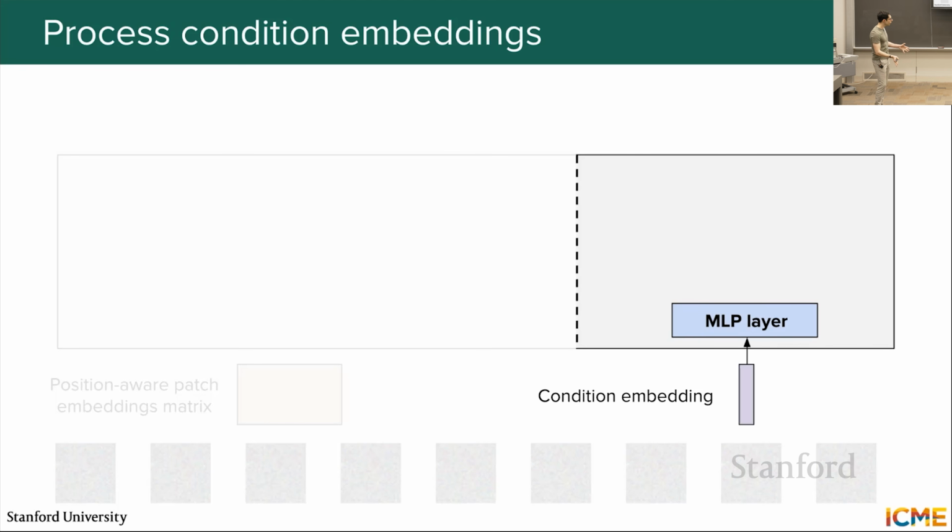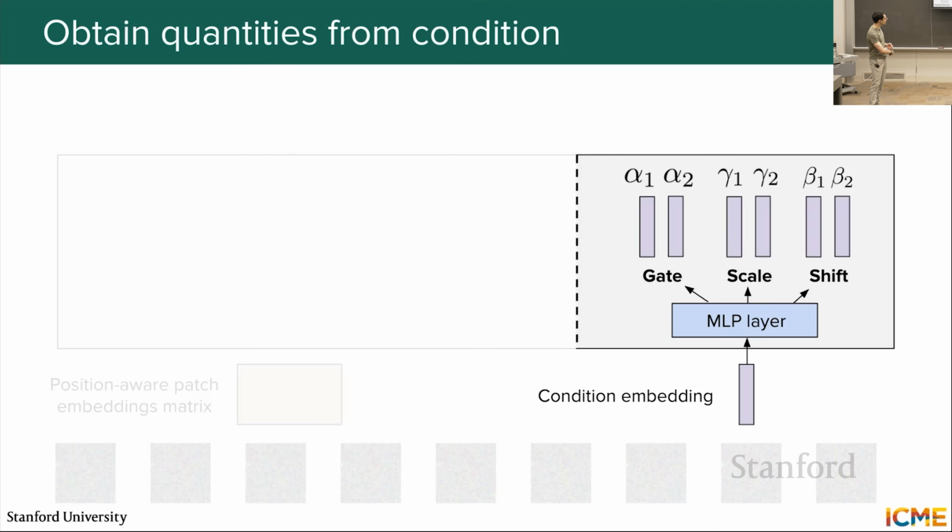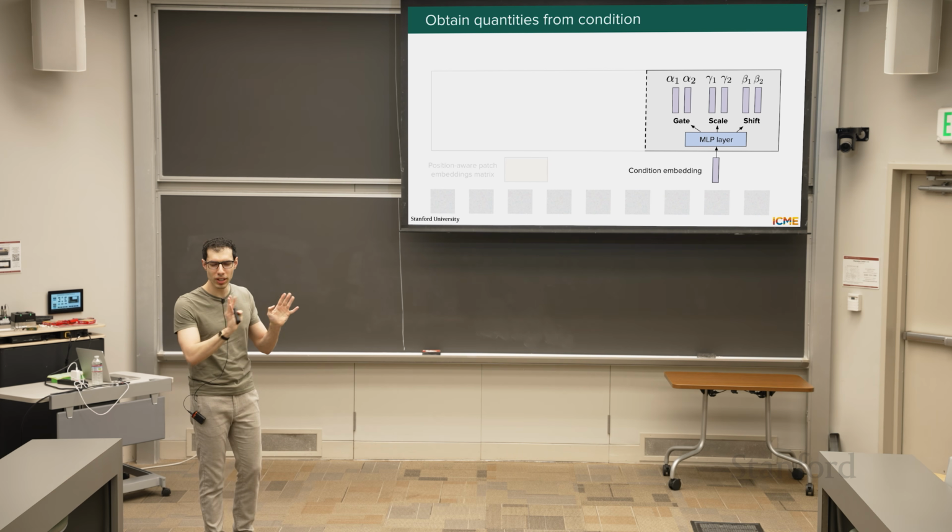We input this embedding through an MLP layer, which is a projection and then an activation function to introduce nonlinearities, and then another projection. And we obtain 6 quantities, 2 for gate, 2 for scale, 2 for shift. So why 2? Because we will have 2 operations in the diffusion transformer block. One is the self-attention operation. The other one is the feed-forward neural network. And we want these quantities to go to their own operation.